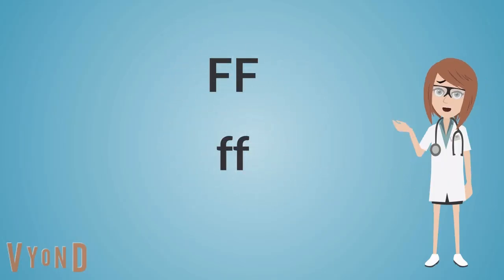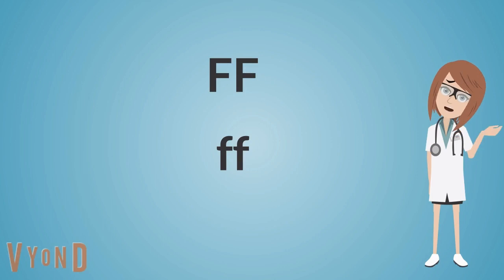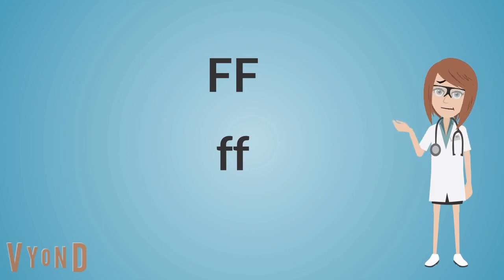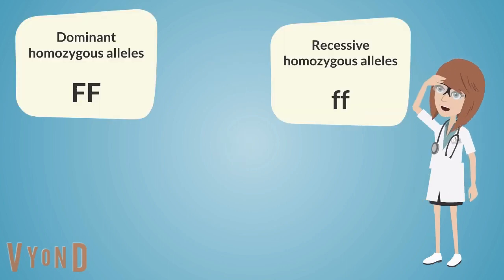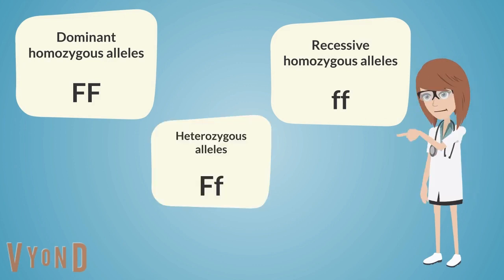If the letters of the alleles are either both uppercase letters or both lowercase letters, that is known as homozygous dominant for uppercase and homozygous recessive for lowercase letters, or purebred. If the letters that represent the alleles have one uppercase letter and one lowercase letter, they are known as heterozygous or hybrid.